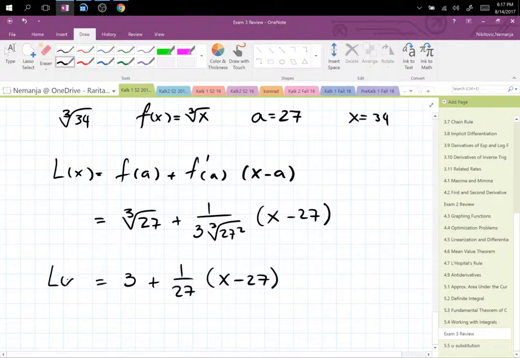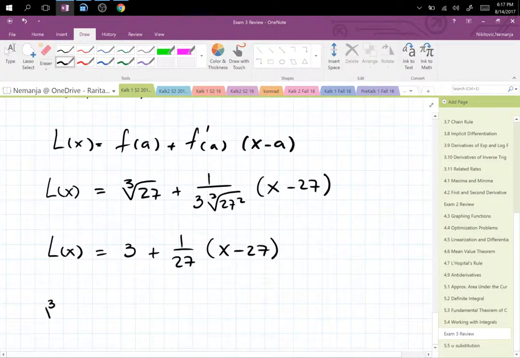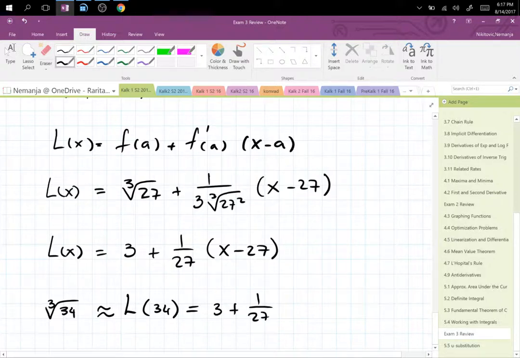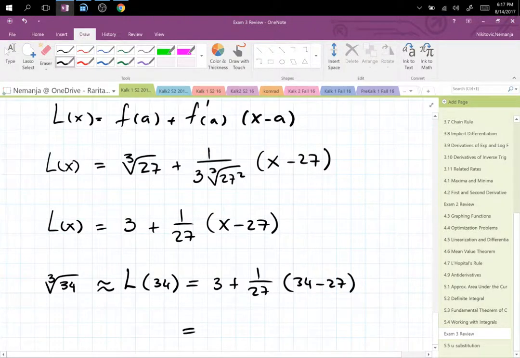So this is your linearization equation. Oh wait, is that x minus 27? Yes. Oh, I thought x equals 34, so don't you do 34? Well, that's the next step. So cube root of 34 is approximately equal to the linearization computed at 34, which is 3 plus 1 over 27 times 34 minus 27, which is 7. So 3 plus 7 over 27. So 3 plus 7 divided by 27, I get 3.259.